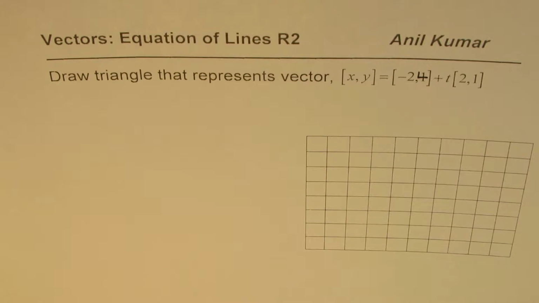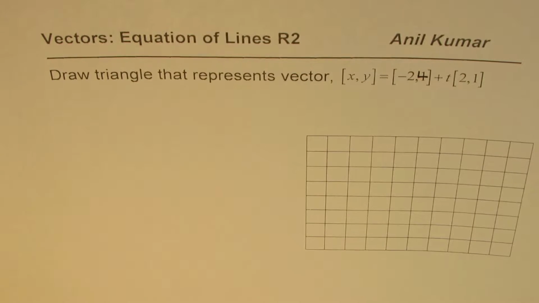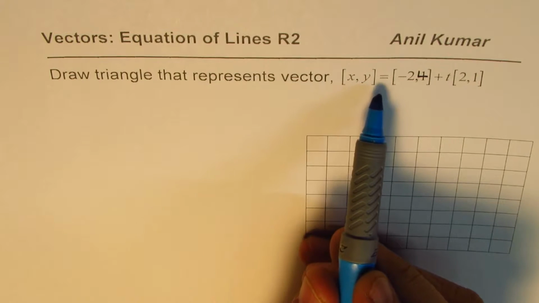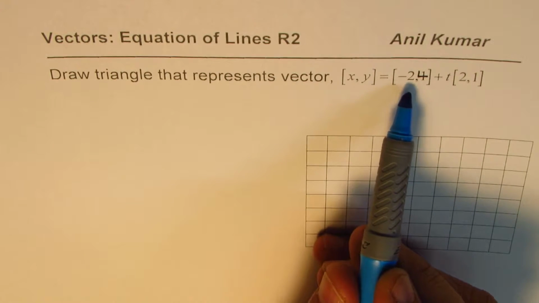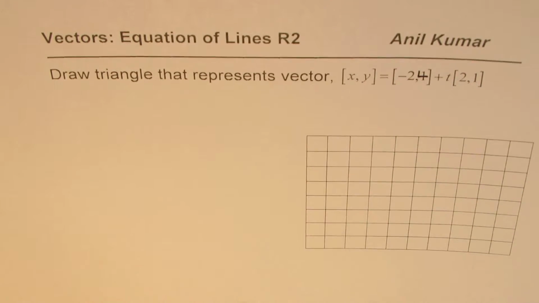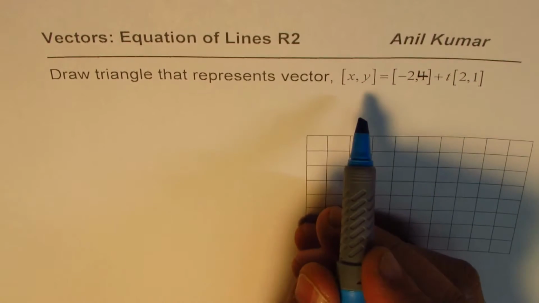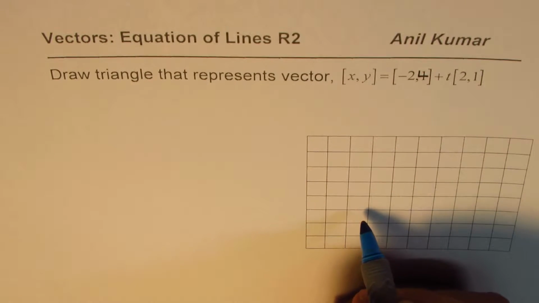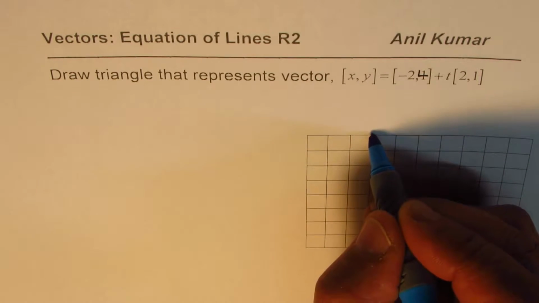I'm Anil Kumar, and in this video we will learn simple steps to draw a triangle that represents a vector. So I've taken a vector (x, y) equals (-2, 4) plus t times (2, 1). So that's the vector. Now to draw a triangle to represent this vector, let me first draw the scale here.